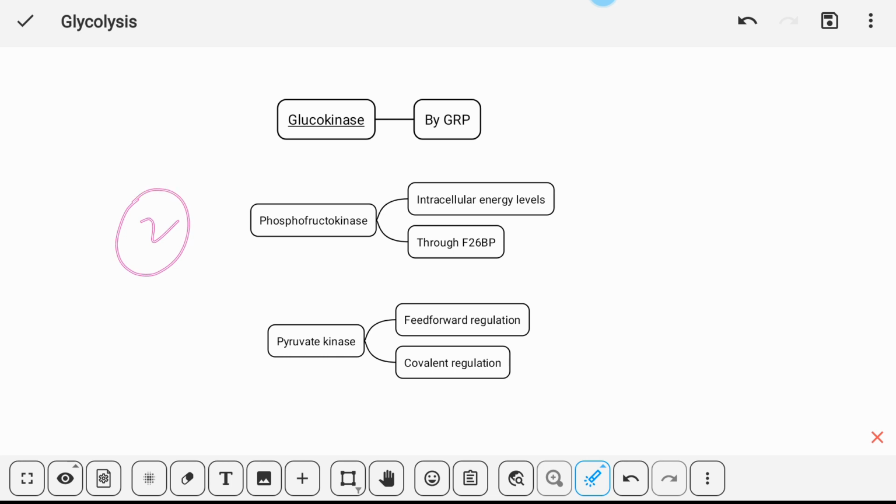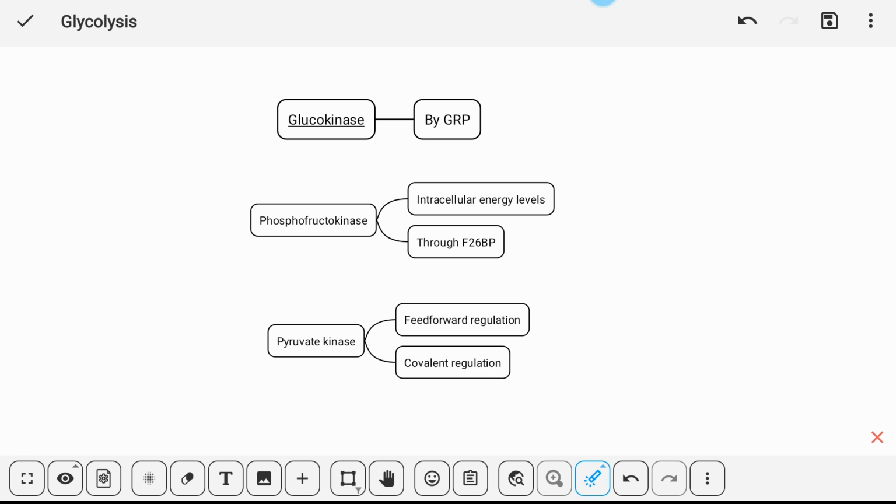Second step is carried out by enzyme phosphofructokinase. It has two ways for its regulations. First of all, intracellular energy levels. Secondly, through fructose 2,6-bisphosphate. I explained both of these pathways. Third one is the pyruvate kinase enzyme, which is the final enzyme of the pathway which converts phosphoenol pyruvate into pyruvate. It has two ways for its regulation: feed-forward regulation and covalent regulation. Again, I explained these pathways really well.